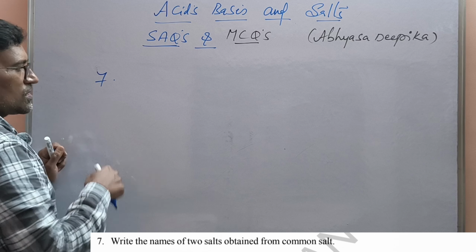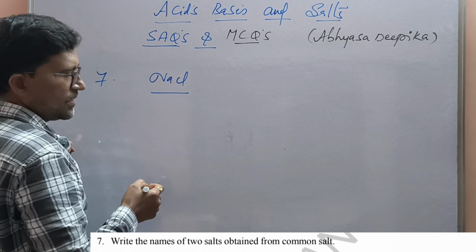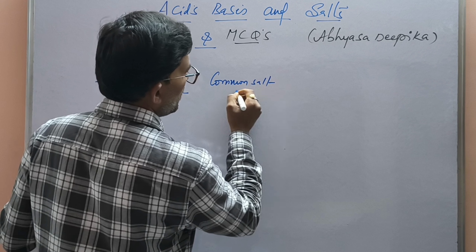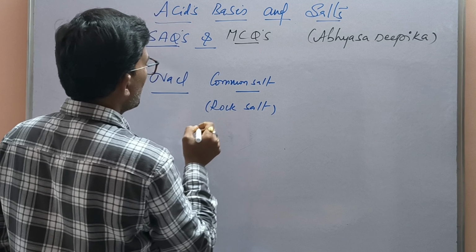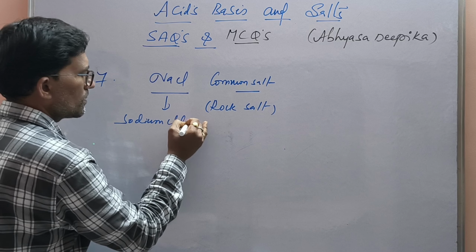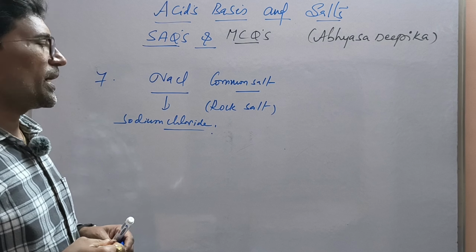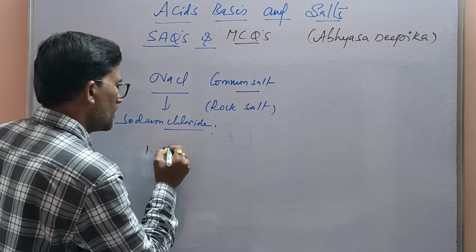Now the seventh question is, write the names of the two salts obtained from common salt. Common salt's chemical formula is NaCl. It is also called rock salt. Chemically it is called sodium chloride.